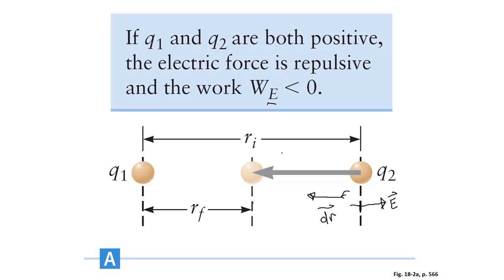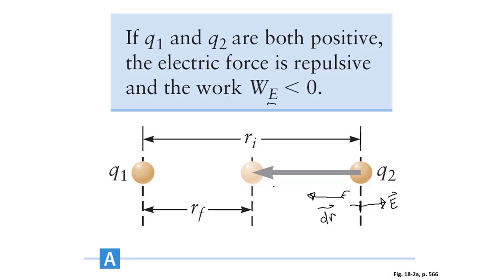If the two charges were oppositely charged, if one was positive and the other was negative, and it doesn't matter which, then the movement from Ri to Rf, in this case, is going to be parallel to the electric force, and therefore the work done is going to be positive.